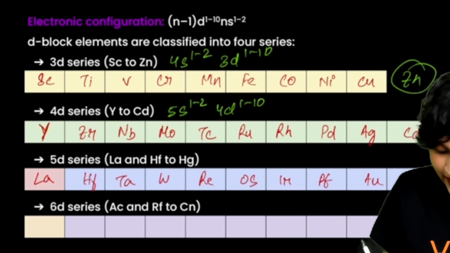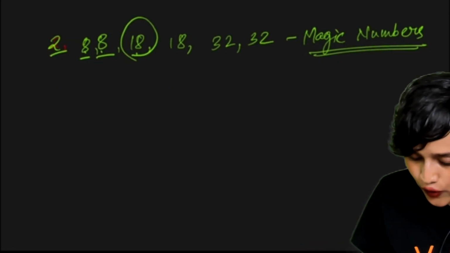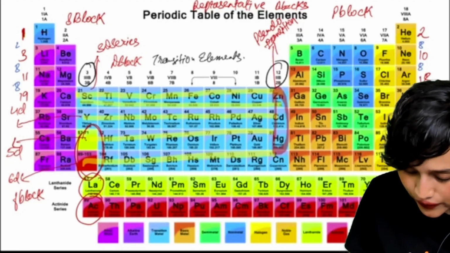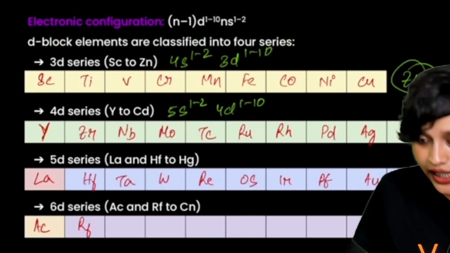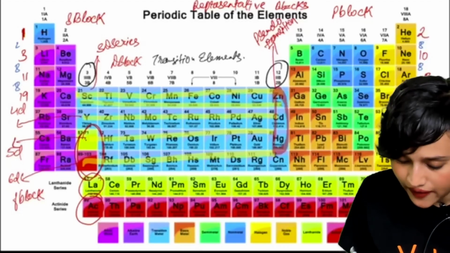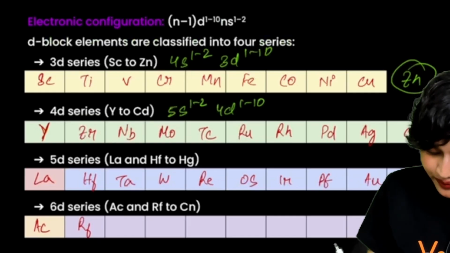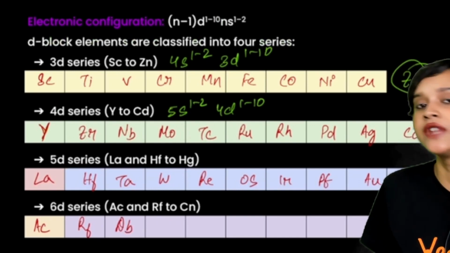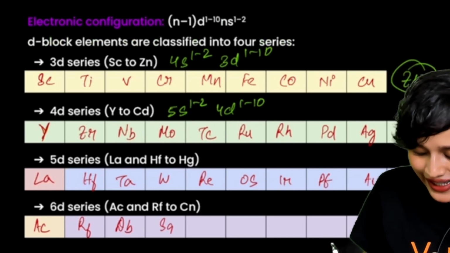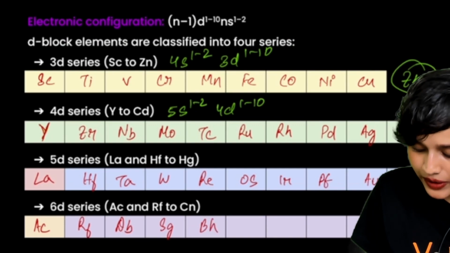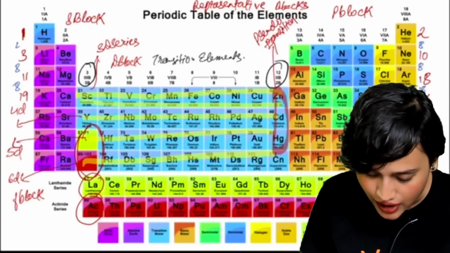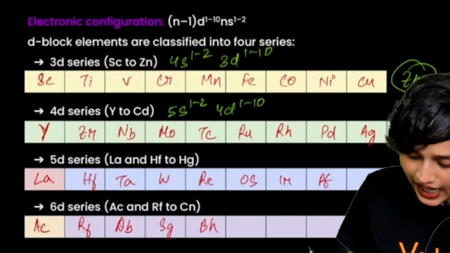Finally, we come to the 6d series. What do we have? We have actinium here. Then we have Rf, that is rutherfordium, everybody. 104 is rutherfordium. Then you have dubnium, Db. Then Sg, then Bh, bohrium, then hassium.